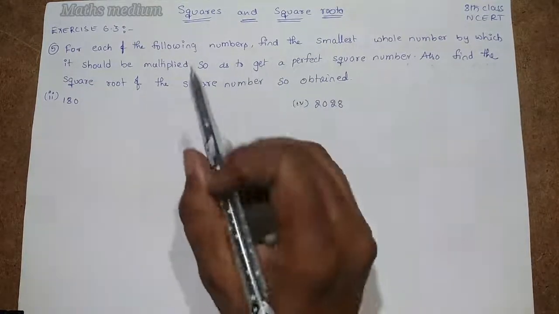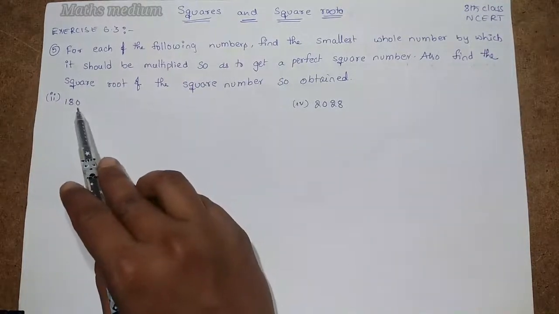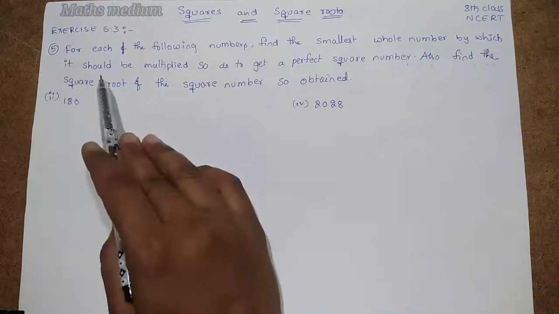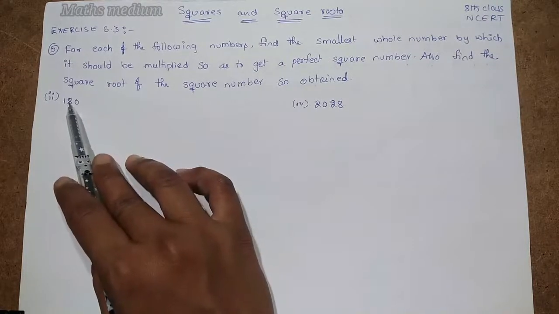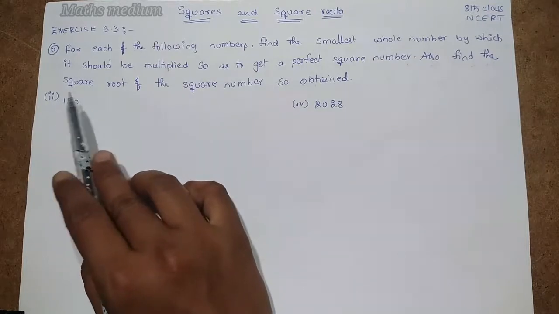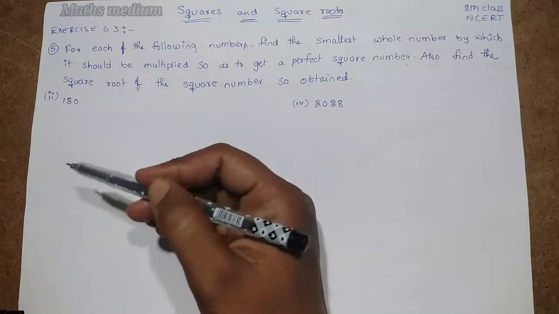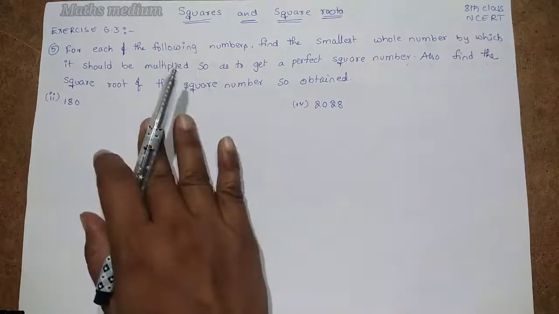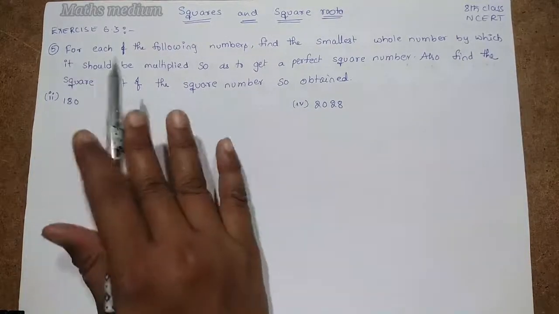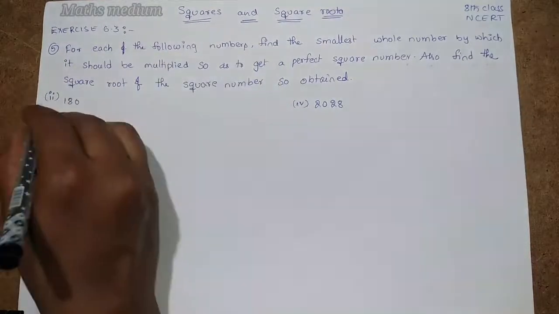Here we have to do two things. One is to make a prime factorization for the given number. Then if it is not a perfect square, we have to find the perfect square by using another number. Once we get a perfect square, we make another prime factorization and find the square root of the given number. This is the main theme of the question. So let's start with the answer.